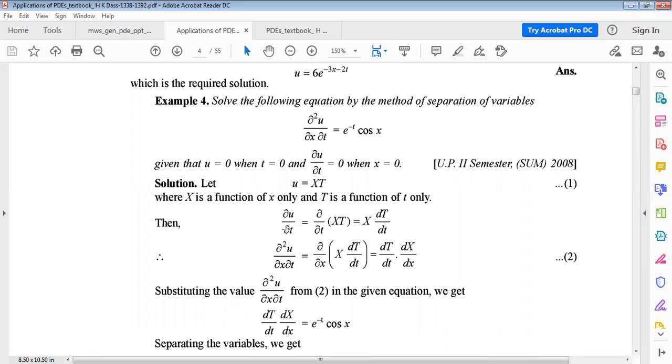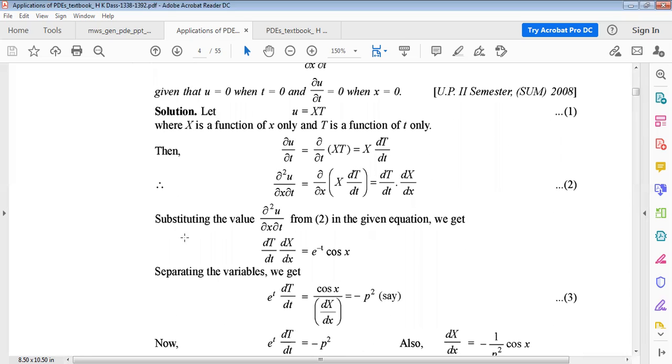Now taking partial differentiation of u with respect to small t will be this, and the double differentiation of this with respect to x, taking ∂x on both sides, we get this and this same. So ∂x of this will be X into dT. This can be written as dT divided by T, and dX divided by dx. So substituting these values from equation 2, we get this. This is the given differential equation.